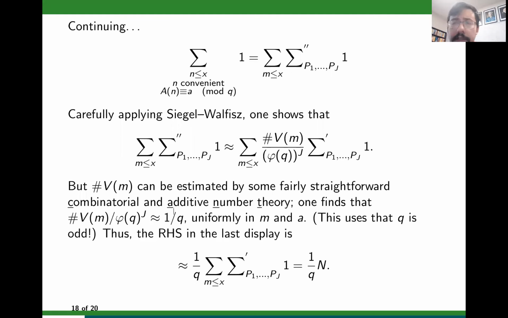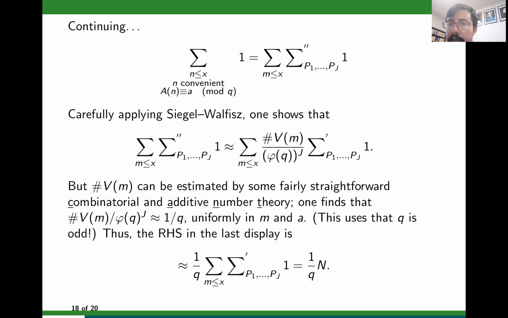What's going on here is that if you start taking coprime residue classes modulo q, picked uniformly at random, and adding them up, it quickly becomes uniformly distributed within the entire group Z mod qZ. And so this factor, size of V of m over phi of q to the j, is always about 1 over q, regardless of what m is. And this allows me to take 1 over q outside of the sum. I'll just pretend size of V of m over phi of q to the j is literally 1 over q.